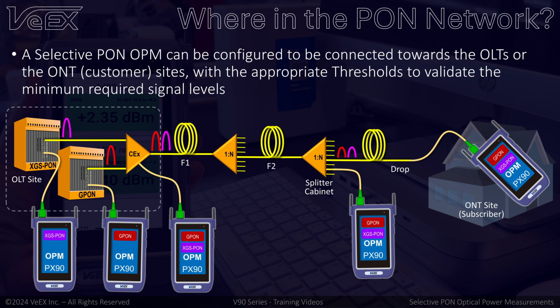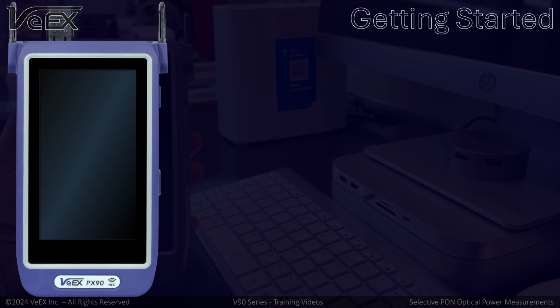Even if your company is currently deploying 1G PON, you may still need to consider a selective OPM, since it is very likely that 10G PON would be seamlessly deployed on top of it in the near future. Now, let's start by configuring the PX90 test set to match the PON link or port under test.